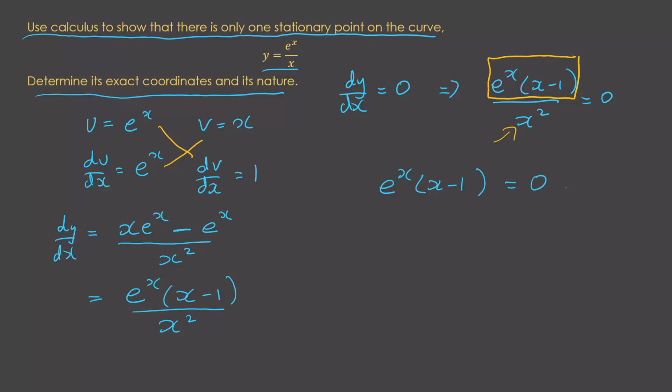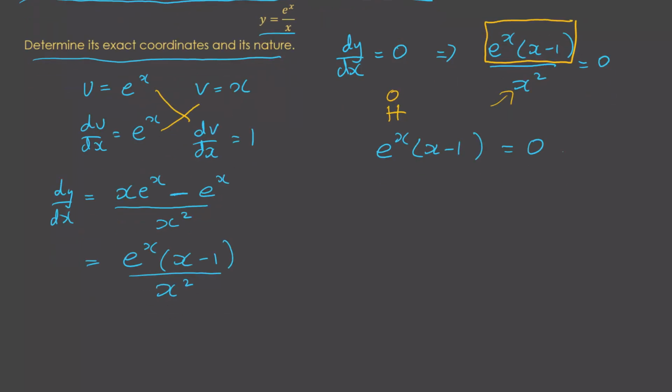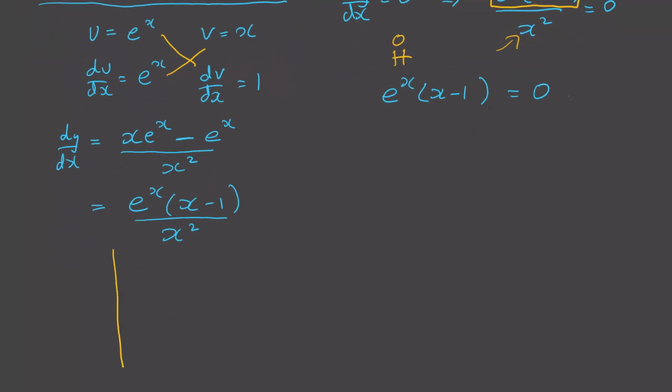Now, one of the things you should know about e to the x is that it cannot be 0. It's never ever equal to 0. Think about the exponential graph. Any exponential graph you've ever seen goes like this, and the x-axis is an asymptote, so it never reaches 0. So e to the x can't be 0. The only thing that can make this 0 is that x is equal to 1.